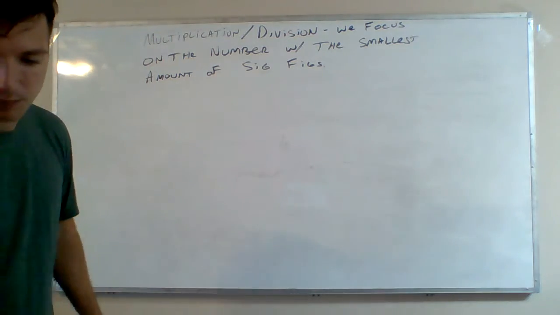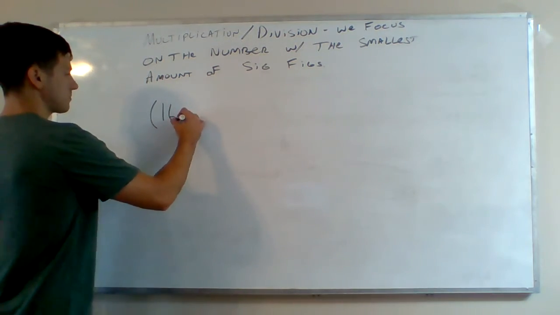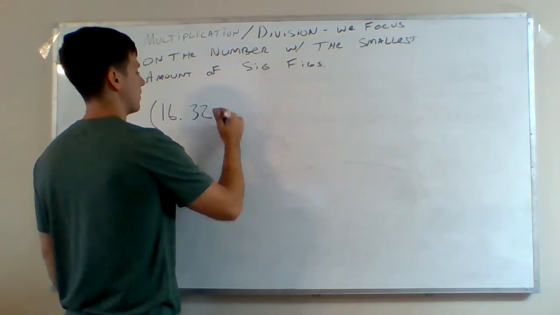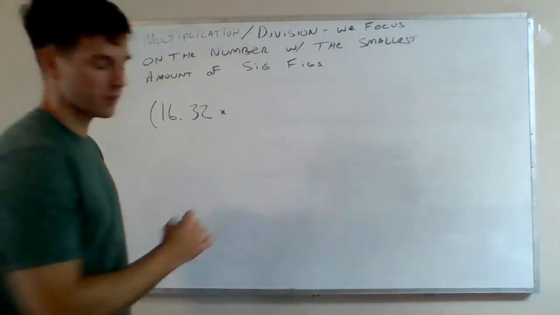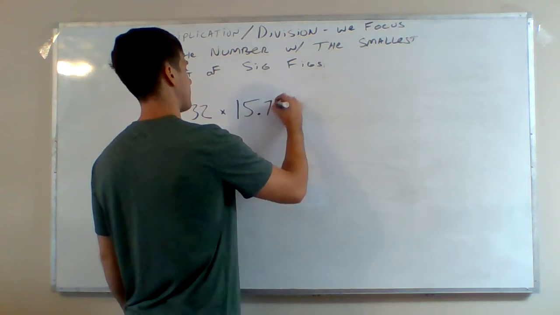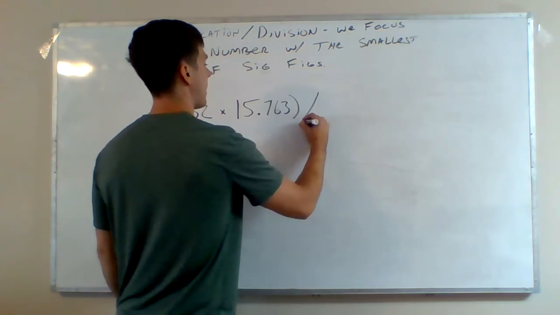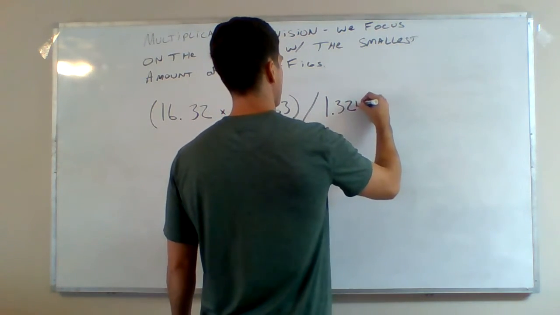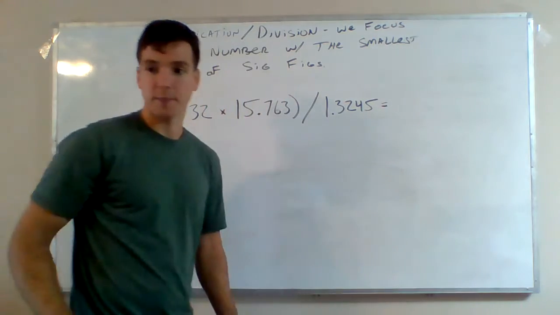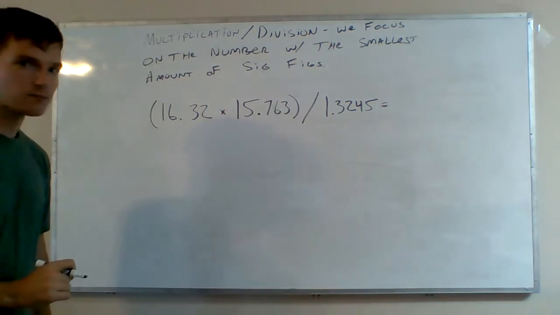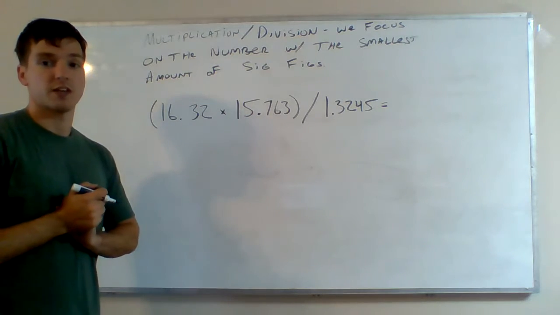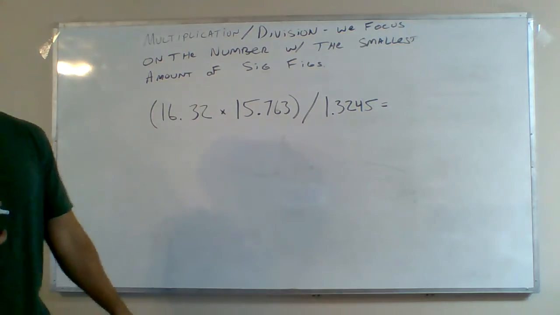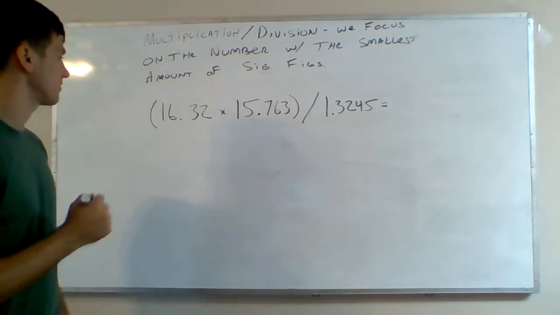Here we're focusing on the number with the smallest amount of sig figs. So we'll have an example such as 16.32 multiplied by 15.763. And then we're gonna divide those numbers by 1.3245. Okay? So we got a situation here where now we're doing multiplication and division. And we gotta figure out how many sig figs are gonna be in our final answer. Well, again, we just focus on the numbers and see which one has the smallest amount of sig figs.